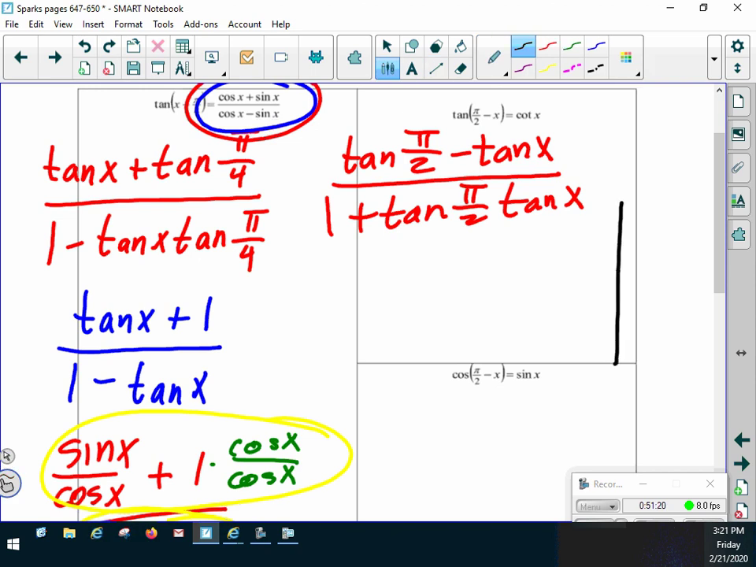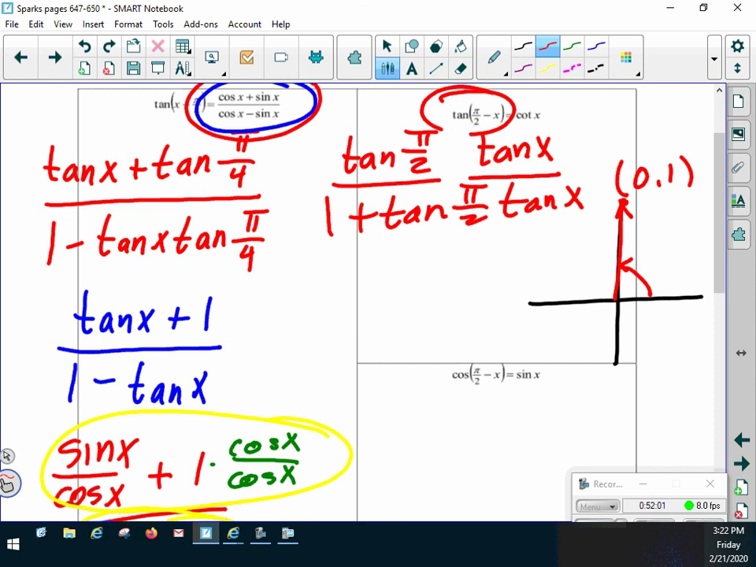Where's pi over 2? Positive y-axis, right here. What are the coordinates on the unit circle? What is the tangent of pi over 2? Undefined. No. Up here, is it asking me to find the tangent of pi over 2? No. So what I'm saying to you is, all this tells me is that I cannot find the answer to this question this way. It won't work.